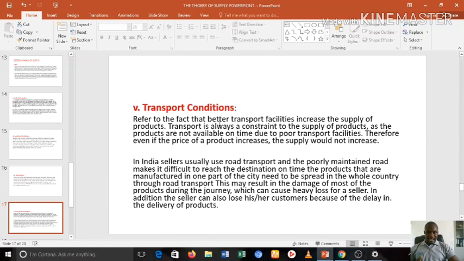Refer to the fact that better transport facilities increase the supply of products. Transport is always a constraint to the supply of products. As the products are not available on time due to poor transport facilities, therefore, even if the price of a product increases, the supply will not increase.